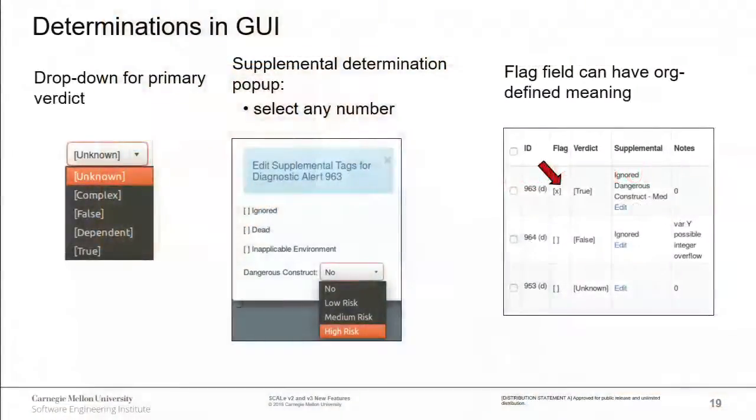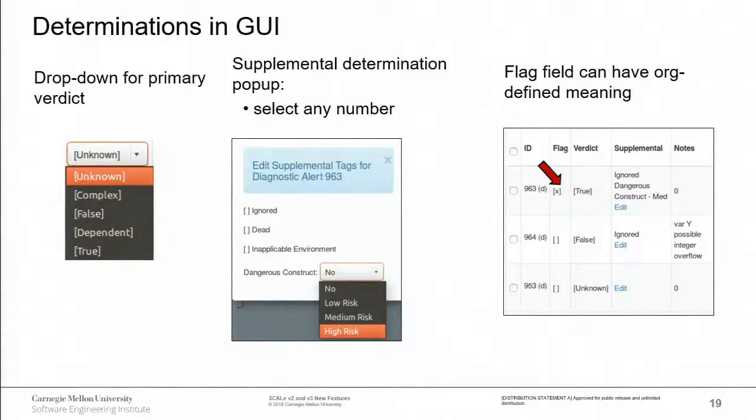Okay, so in the GUI, the way you select these determinations is with a drop-down for the primary verdict, and the supplemental determination is selected with a pop-up. You select any number of those supplemental determinations, including within, for the dangerous construct, there is a drop-down, and you can select high risk, medium risk, or low risk.